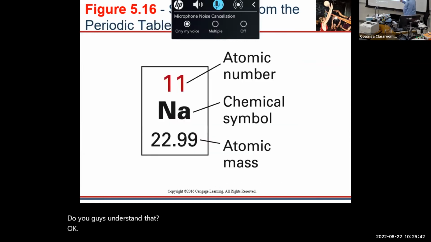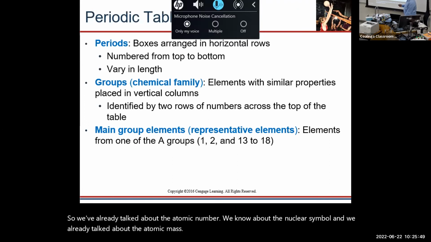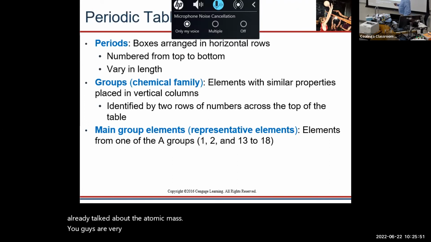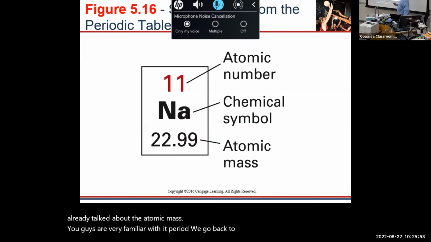So we've already talked about the atomic number. We know about the nuclear symbol, and we've already talked about the atomic mass. You guys are very familiar with the period. We go back to the table.